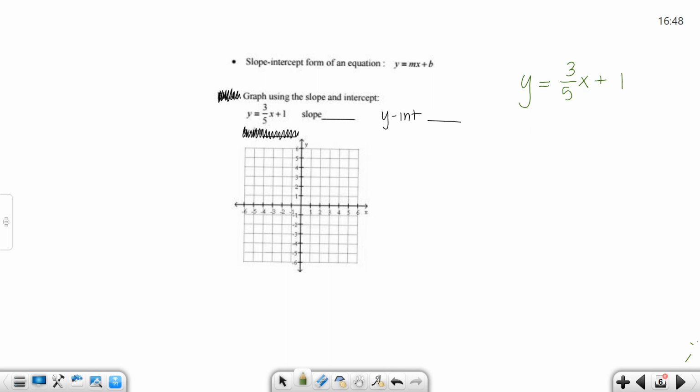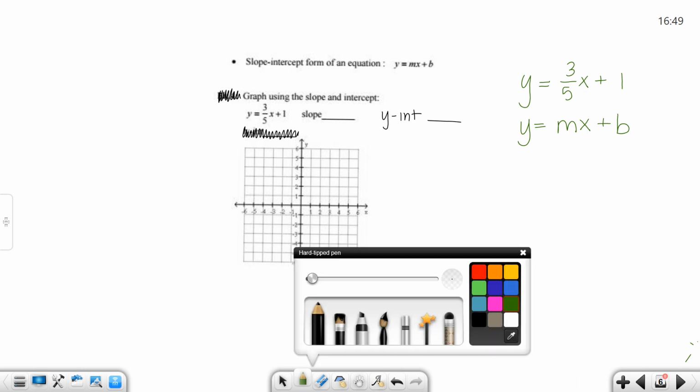Now you'll notice that y is by itself. When y is by itself, that's called the slope-intercept form of an equation. Now writing that formula out, you don't have to know the formula, but when y is by itself, the slope and the y-intercept can be found by inspection.